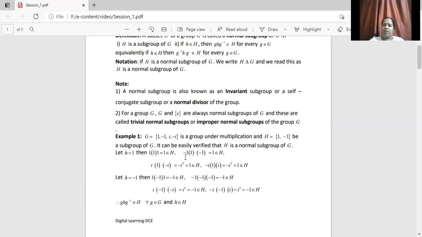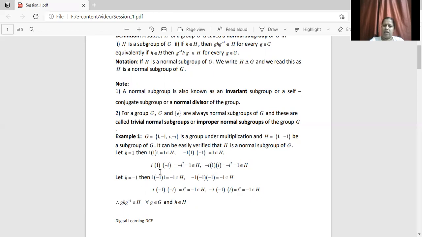Similarly, take the other element of G, that is minus 1, into h into the inverse of minus 1. The inverse of minus 1 is also minus 1. Therefore, minus 1 into minus 1, we are getting 1, which belongs to H. Next, take the third element of the group G, which is i. Let it be small g, and h is 1 here. And the inverse of i will be minus i.